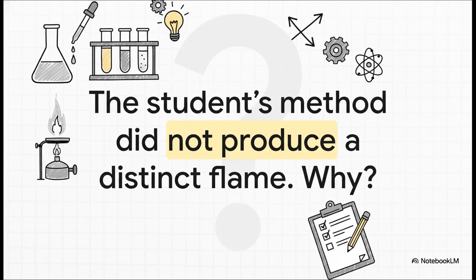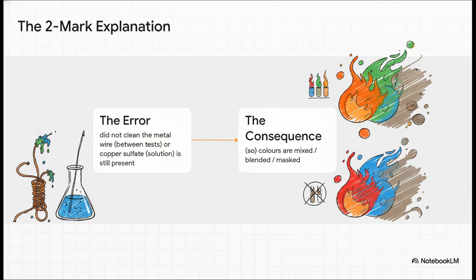Now this one's worth 2 marks, so it's a bit more involved. It's not just about what you know, but about applying it. So the student messed up the test for calcium iodide, and we need to explain exactly why. So since it's a 2-marker, you need to make 2 distinct points. For that first mark, you have to say what went wrong. The student did not clean the metal wire. You could also say that copper sulfate is still present. Then for the second mark, you explain the consequence. Because it was contaminated, the colors are mixed, or blended, or even masked. You need both of those points to get the full 2 marks.